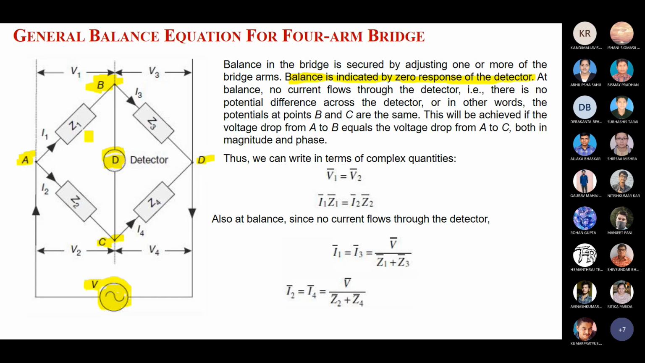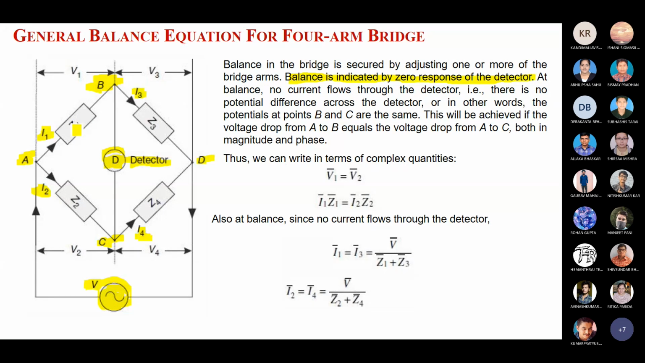Zero response from the detector means there is no current flowing in this path. So whatever current is flowing through the AB path, the same current is also flowing from B to D. So for the balance condition, I1 and I3 will both be the same. There will be no current flowing through the detector. Similarly, I2 will equal I4, since there is no current flowing from C to B terminal.